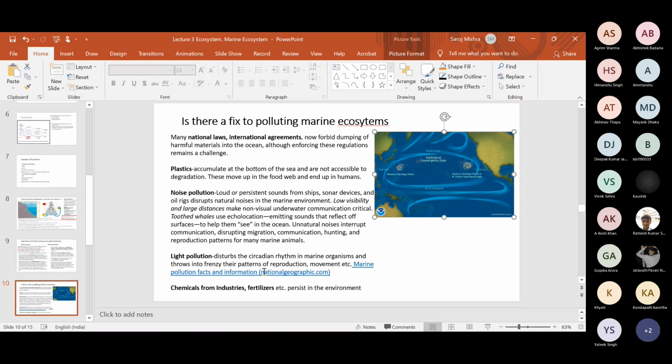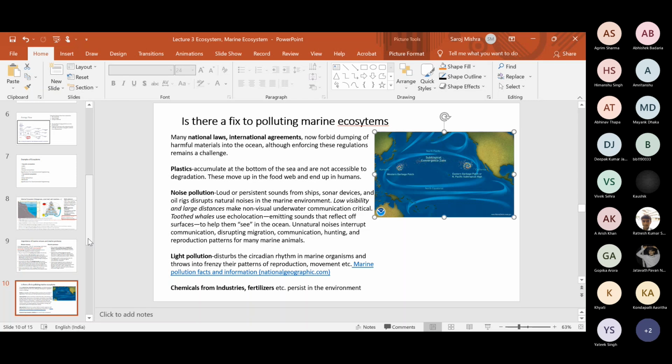So this disturbs the circadian rhythm in marine organisms, and it also throws into frenzy their patterns of reproduction, how they move, etc. There are very wonderful videos available to see how turtles along the sea coast, which are highly lit because of human activities, are completely disoriented. They don't know which way is the sea, they don't know which way is the land, and as a result all of these factors reduce their population.